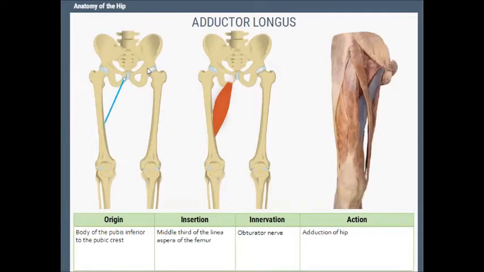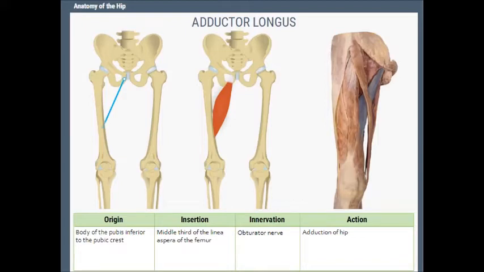Next comes adductor longus. This is the longest one. Origin is from the body of pubis inferior to the pubic crest, insertion is the medial third of linea aspera of the femur. Again, the nerve is the same, obturator nerve, and again the action is adduction of the hip.